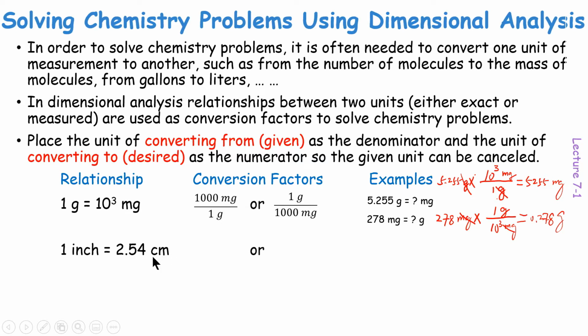Okay, let's look at another relationship. 1 inch equals 2.54 centimeters. Again, two conversion factors can be written based on that relationship. One has inch on bottom, another has centimeter on bottom, depending on what you need to do. Let's work on the first one.